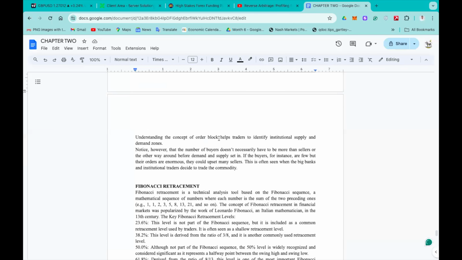Understanding the concept of order block helps traders to identify institutional supply and demand zones. Notice, however, that the number of buyers doesn't necessarily have to be more than the sellers or the other way around before demand and supply sets in. If the buyers, for instance, are few but the orders are numerous, they could upset many sellers. This is often seen when the big bank and institution traders decide to trade the commodity.